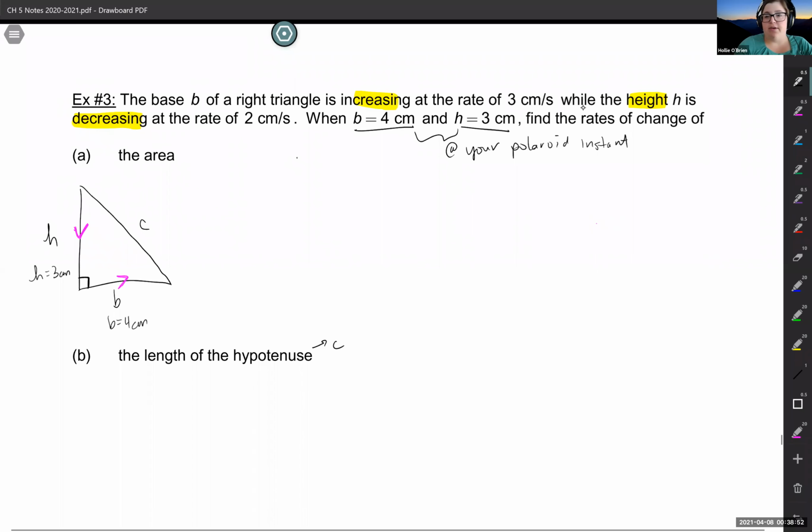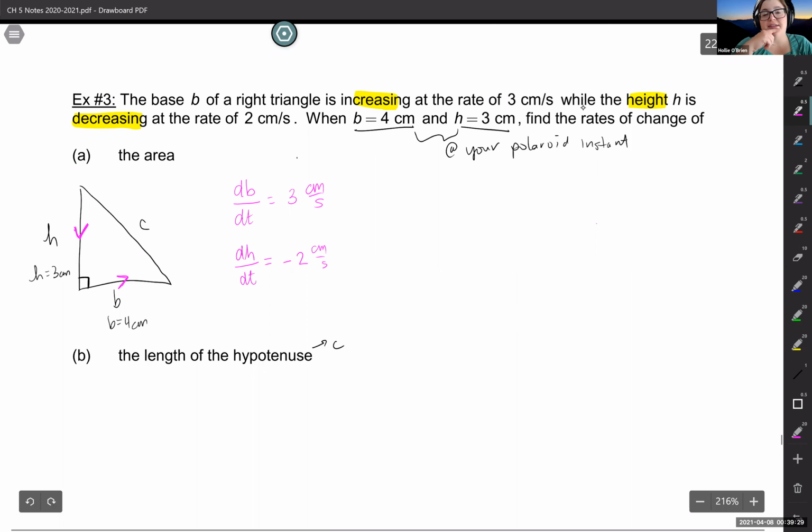Things we know. We said that the base is increasing at a rate of 3 centimeters per second. So the rate of change of the base, how fast is the base changing with respect to time? 3 centimeters per second. We also have the height rate of change. It's differential, right? The change in height over the change in time. That's all dH/dt means. It's how is height changing as time changes? Well, it's going down, decreasing at a rate of 2 centimeters per second.